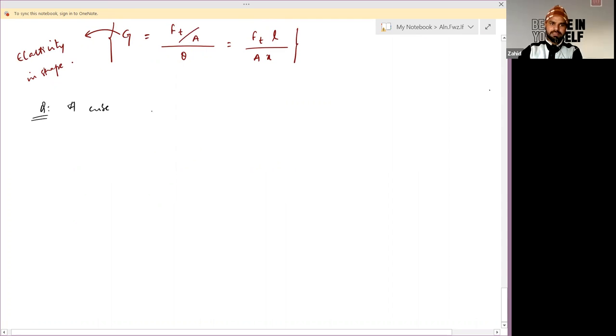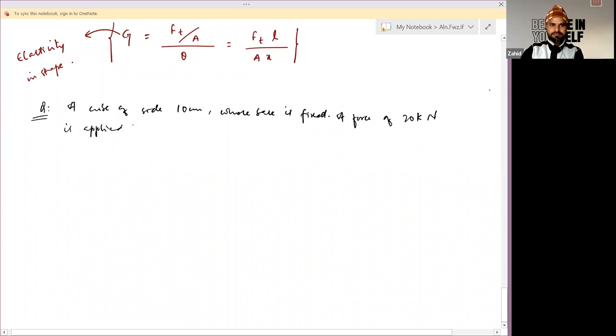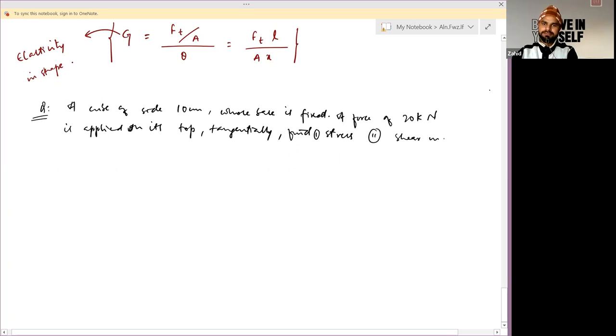Suppose a cube of side 10 centimeter whose base is fixed. A force of 20 kilonewton is applied on its top tangentially. Find first, stress. Second, shear modulus if the shift in its face is 1 mm.